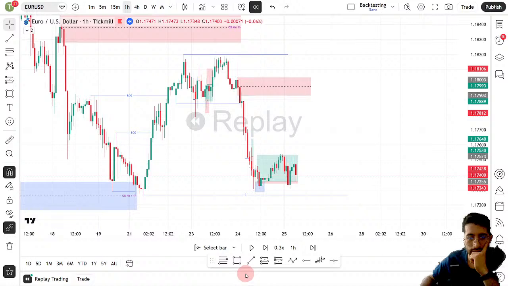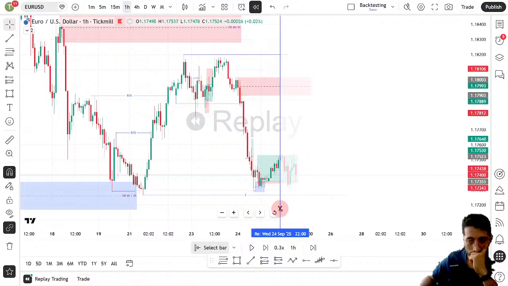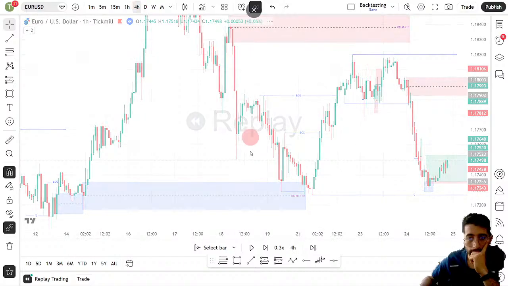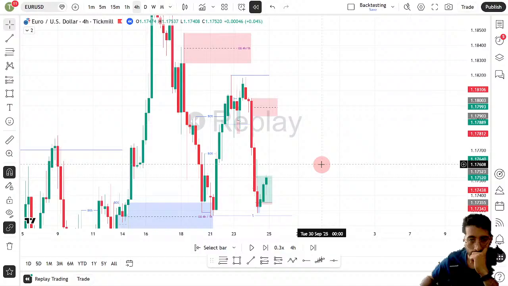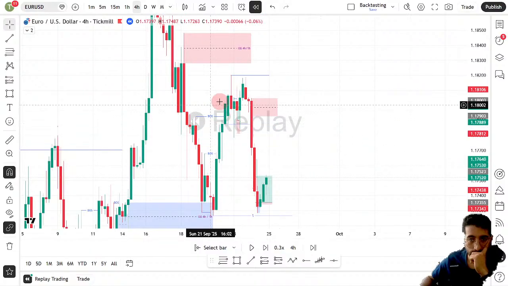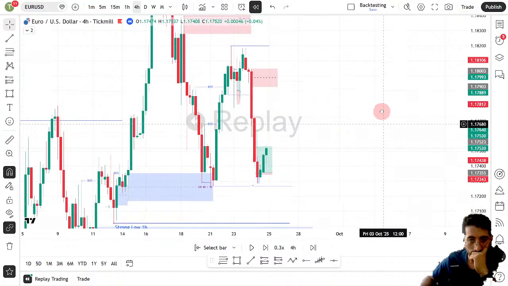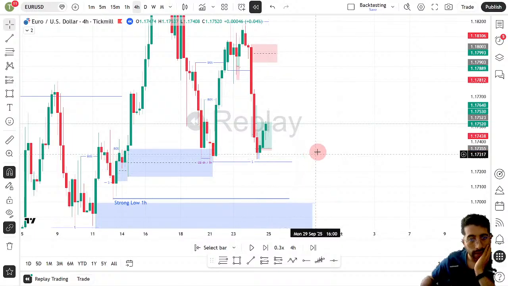Yeah. Let's go to 4 hour time frame. In 4 hour time frame, do we have a break of the structure? Not yet. No, not yet. This is actually the break of the structure. Oof, there is a lot of money accumulated.